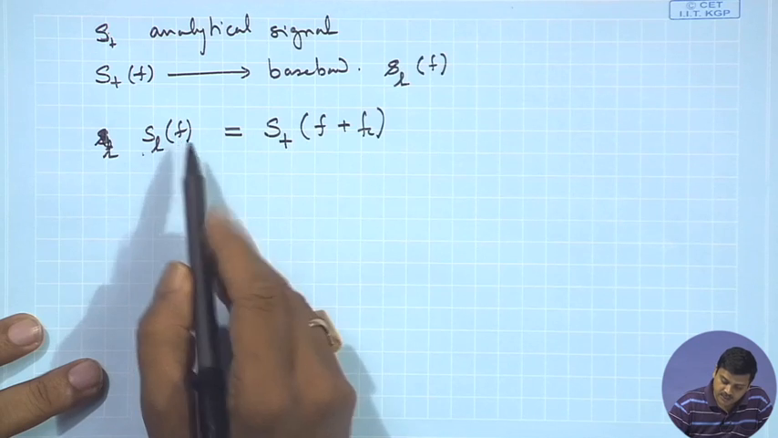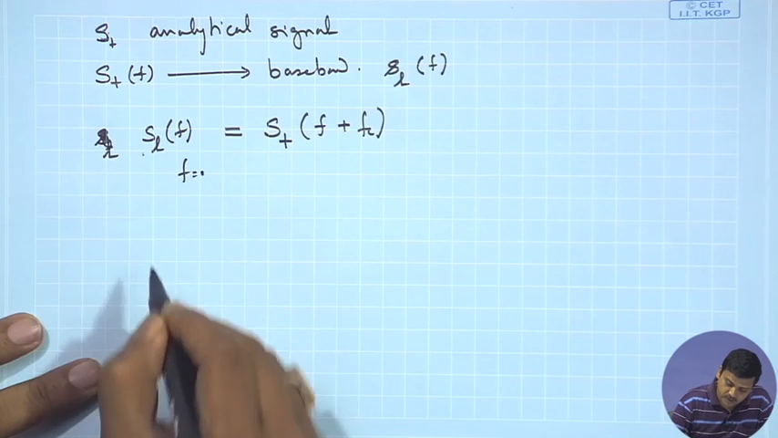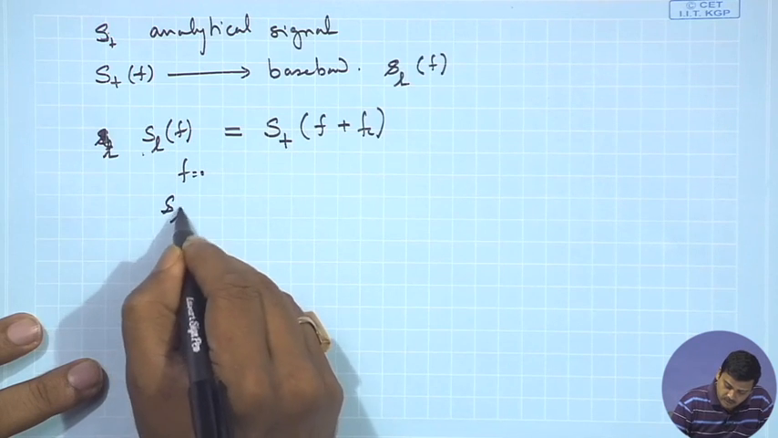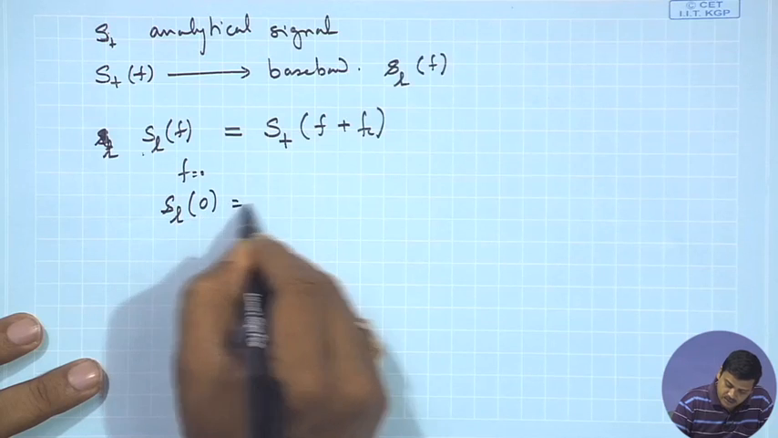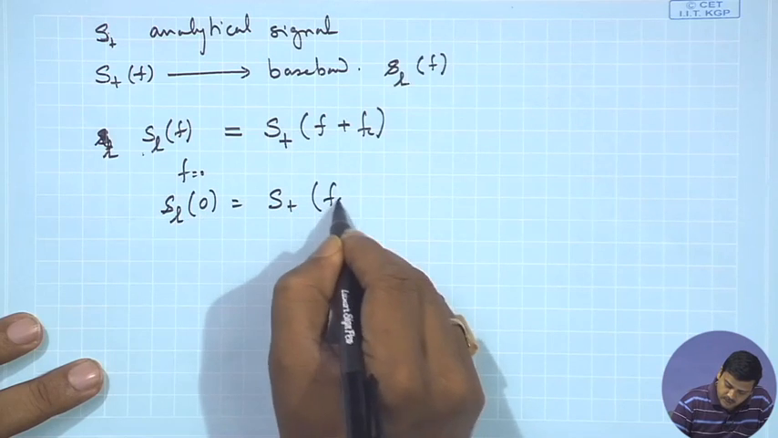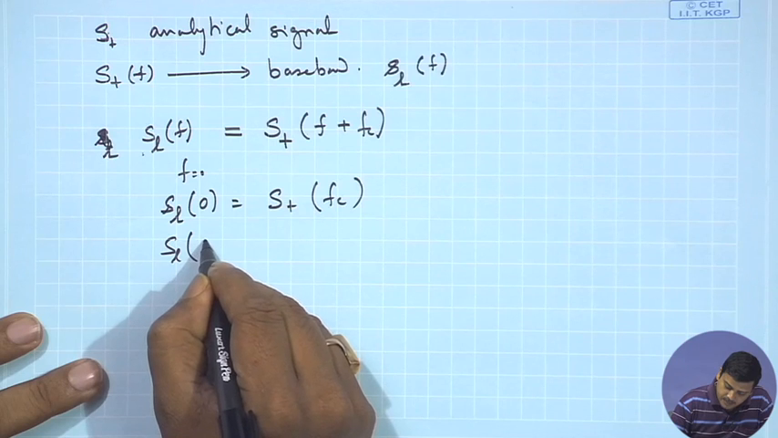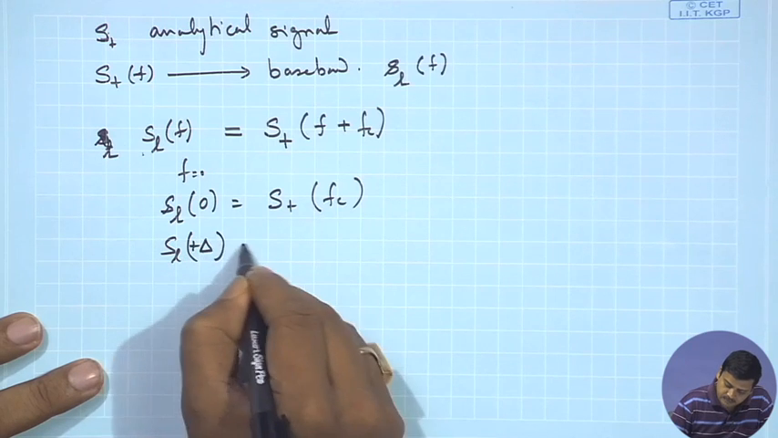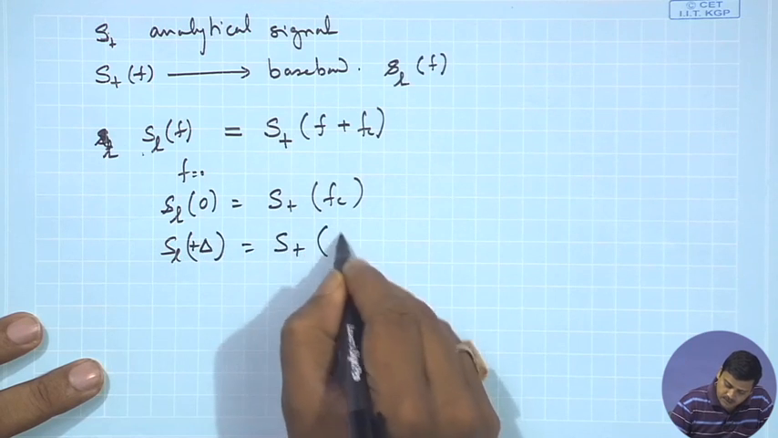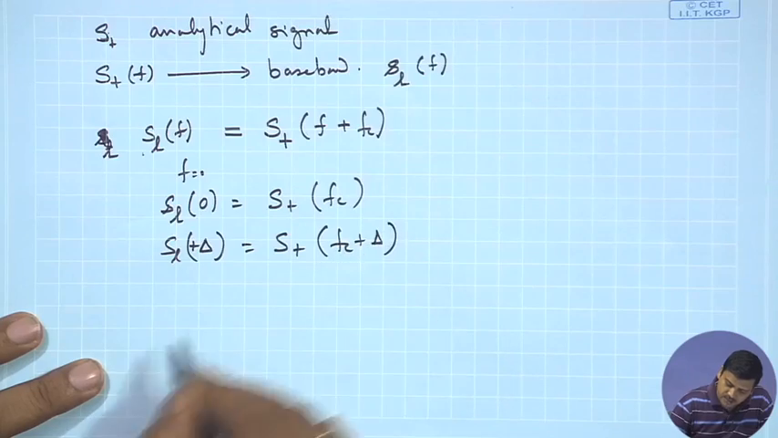If I put f equal to 0, I am going to get S_L at 0 is equal to S_plus at f_c, and S_L at, let us say, plus some delta is equal to S_plus at f_c plus delta, and so on.